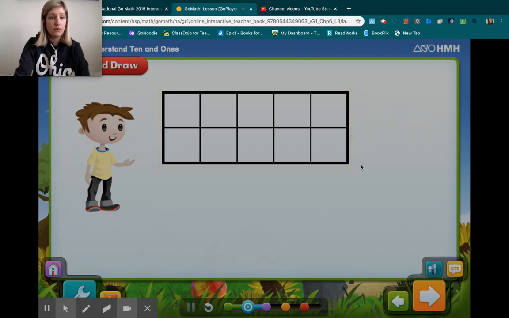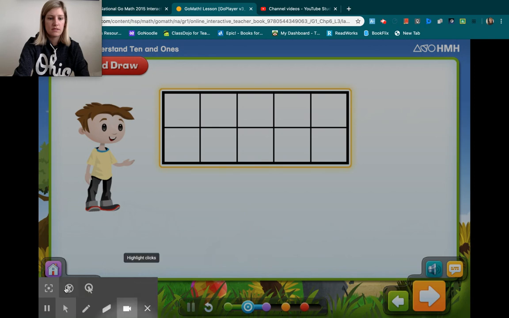Okay, so just like we filled with the flowers, we're going to fill, and I don't want this. See, silly Mrs. Maris is going to keep doing this until I figure it out. There we go.